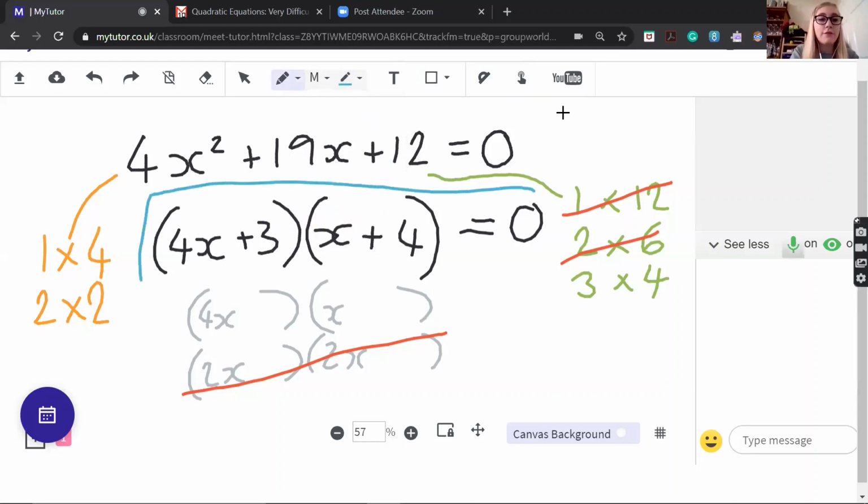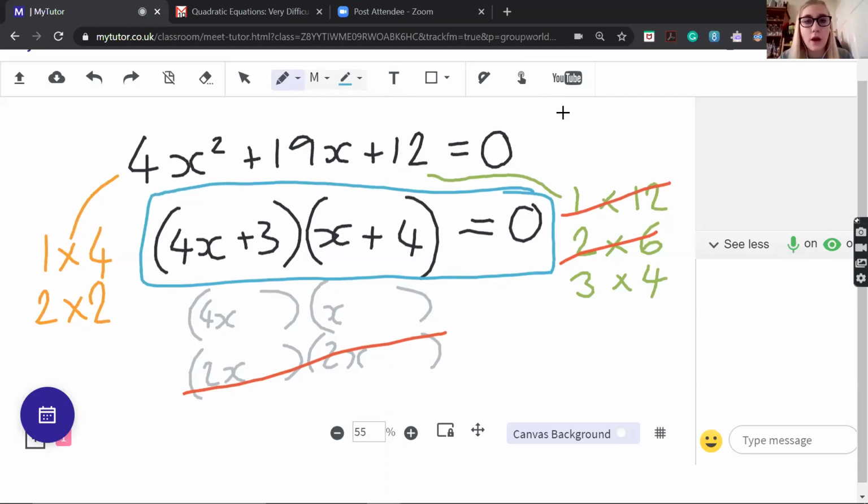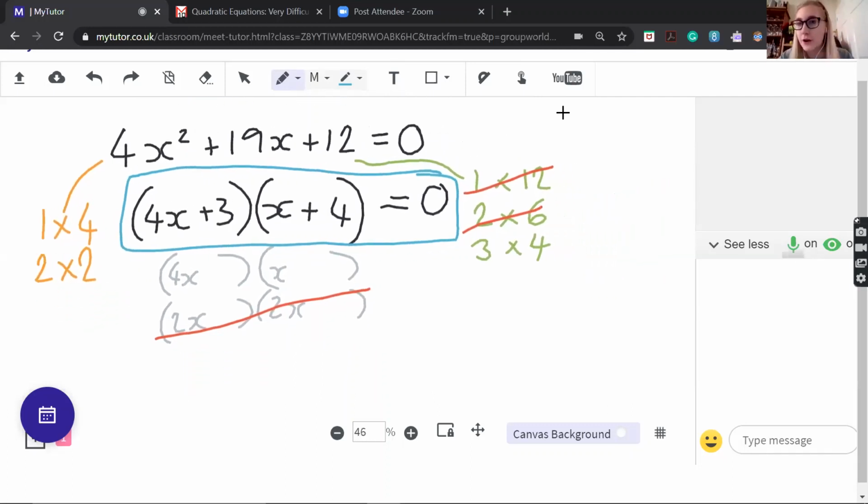So that's the trickiest that factorization is going to get, when you've got multiple options for both how to set up the brackets and what to put in the brackets. So it's tricky. Well done if you followed that, or even if you followed part of that. Now all that's left to do is to solve this equation.